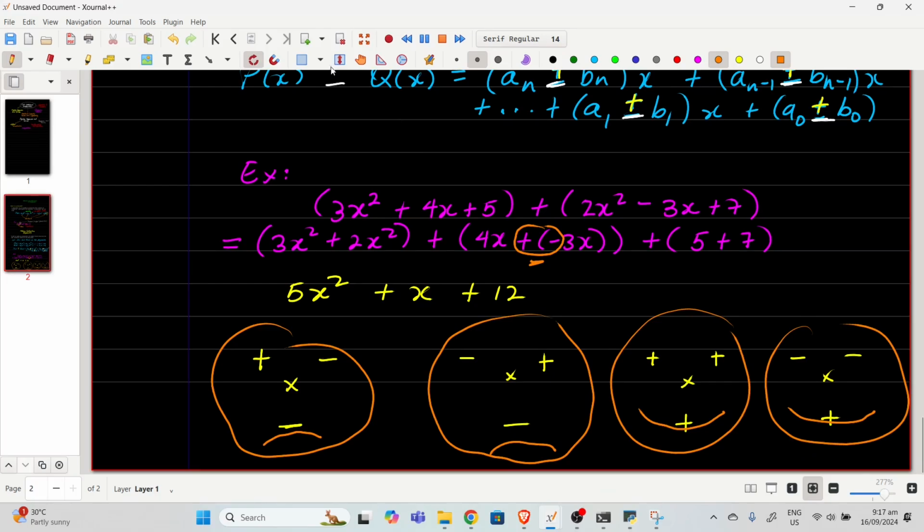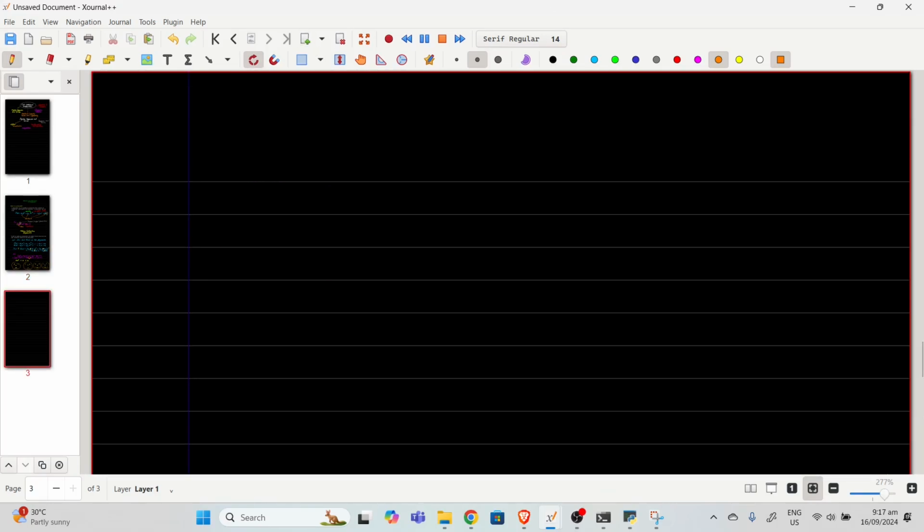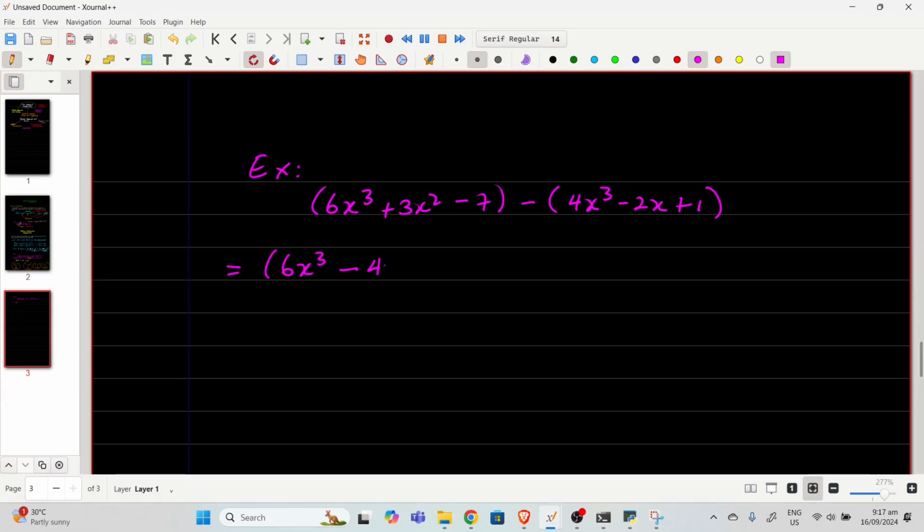Let's see if we can do another one so you can get more practice doing this. Let's say, for example, we have 6x cubed plus 3x squared minus 7, close bracket, minus open bracket, 4x cubed minus 2x plus 1, close bracket. Again, we're going to group the terms that have the same powers. So we want to take the 6x cubed and subtract the 4x cubed. Then we want to add that to 3x squared, but notice we have no x squared in the second part of the expression. So what we can do is write it like this.